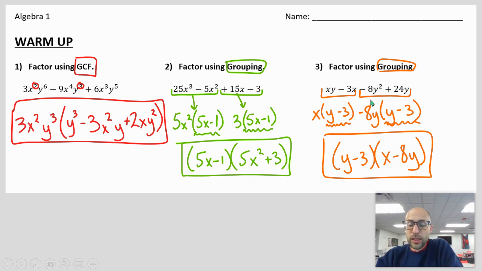The second grouping one, the big thing there is making sure you took out a negative with the 8y. Remember this little trick: if in that second group, the first term is negative, you've got to take out a negative.